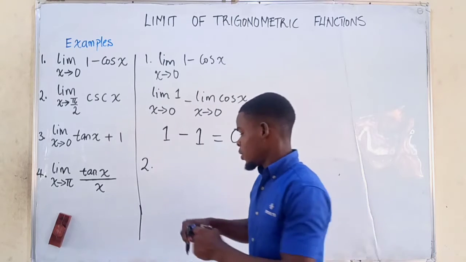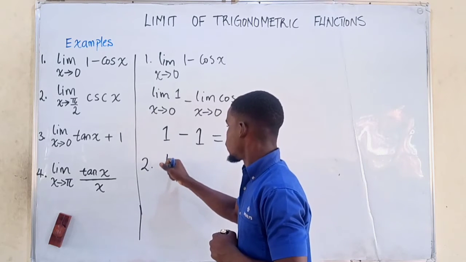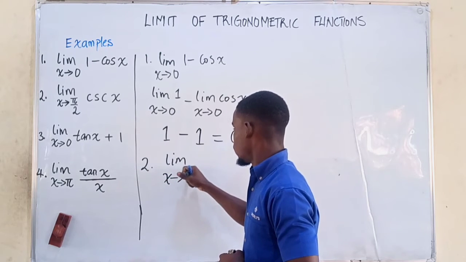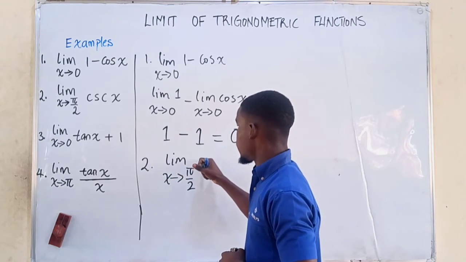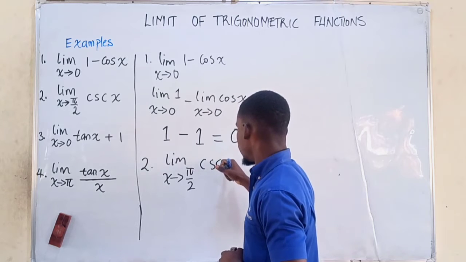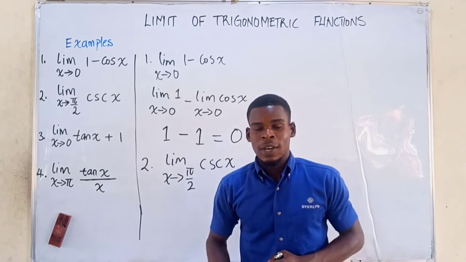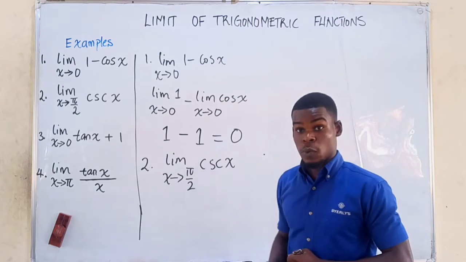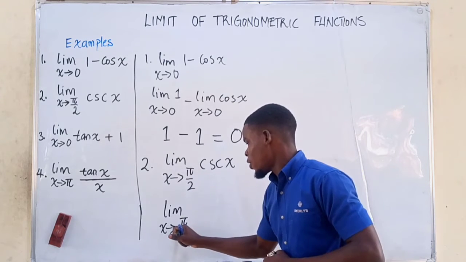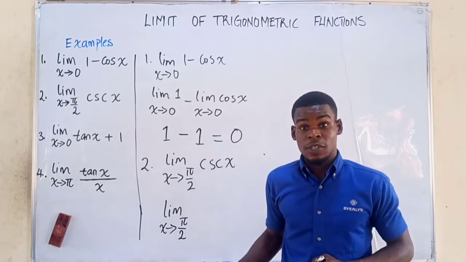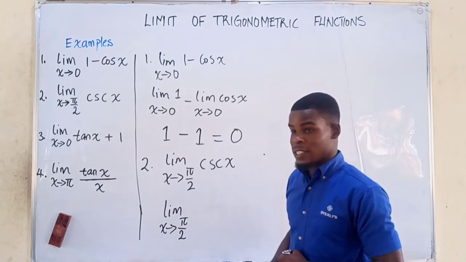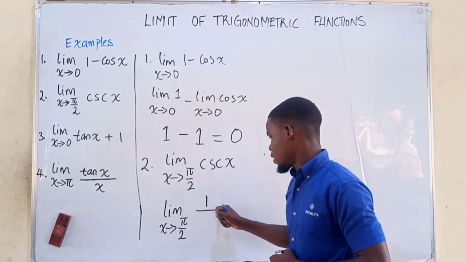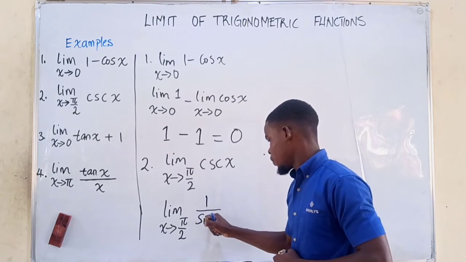We have the limit as x tends to pi over 2 of cosecant x. Well, cosecant x is the same thing as 1 over sine x. So in place of cosecant, I'll just put 1 over sine. So this is the limit. And again, pi over 2, maybe this is measured in radians, is the same thing as 90 degrees. So this is 1 over sine x, as I said.